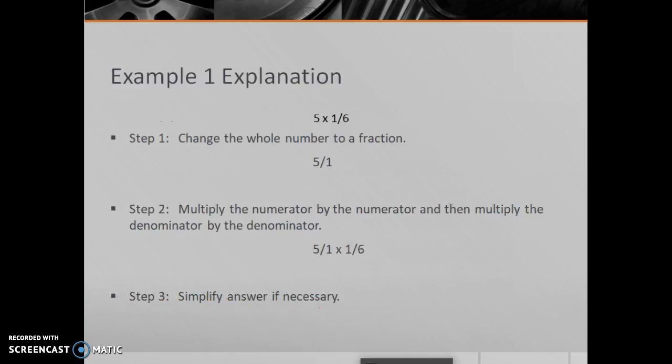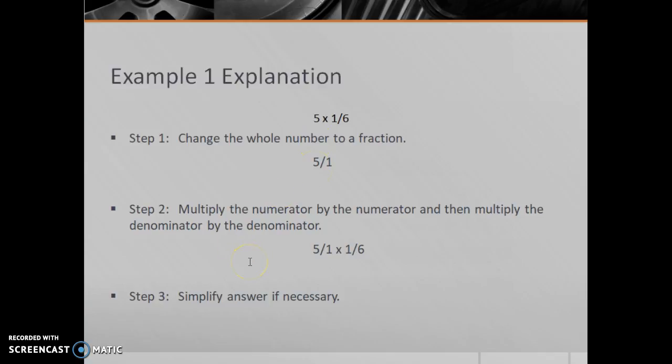Okay, so let's look at our explanation for example 1. We have 5 times 1/6. The first step that we should take is change the whole number into a fraction. So let's look at this whole number that I'm going to make into a fraction. I have a 5 there, and I want to make it stay a 5. So the first thing that I'm going to do is place that 5 over 1. When I place it over 1, if I read that as a division problem, 5 divided by 1, I get 5. So the value of that 5 stayed the same by writing it as a fraction of 5 over 1.